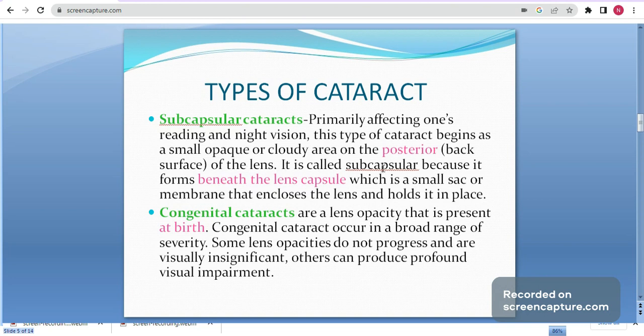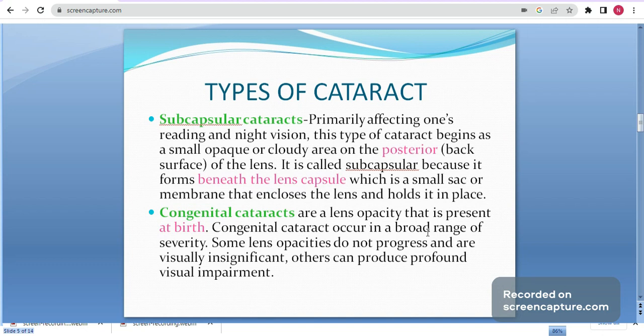It is called subcapsular because it forms beneath the lens capsule, which is a small sac membrane that encloses the lens and holds it in its place. Okay. Next is congenital cataracts. These are lens opacities which are present right from birth. Congenital cataract may occur in a broad range of severity. In some cases, it could be visually insignificant, while in others, it can produce profound visual impairments.